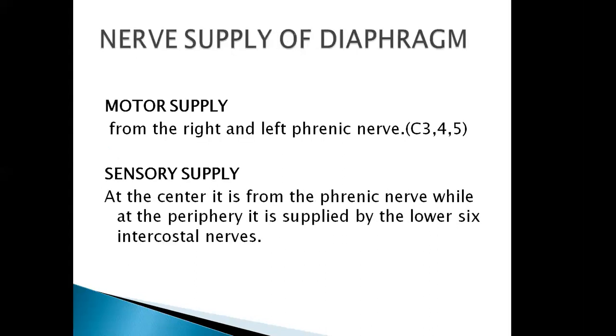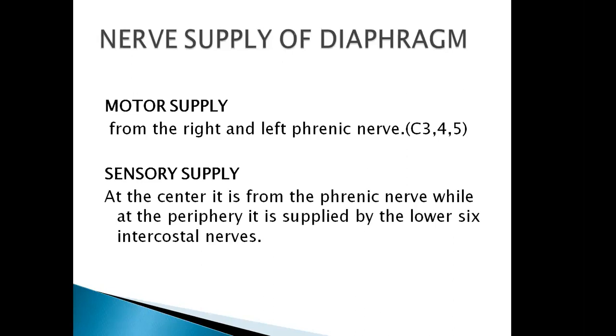Now the nerve supply of the diaphragm. There are two types of supply, motor and sensory. The motor supply arises from the phrenic nerve, and the root value is C3, 4 and 5. Sensory supply at the center of the diaphragm is from the phrenic nerve, while at the periphery, the diaphragm is supplied by the lower 6 intercostal nerves.